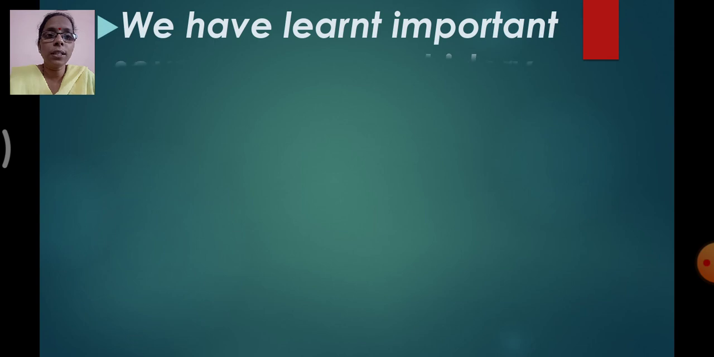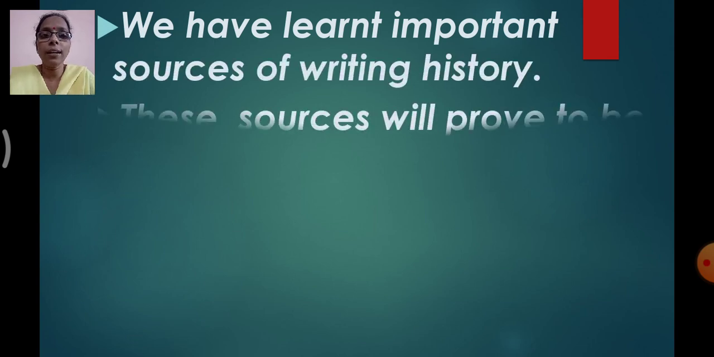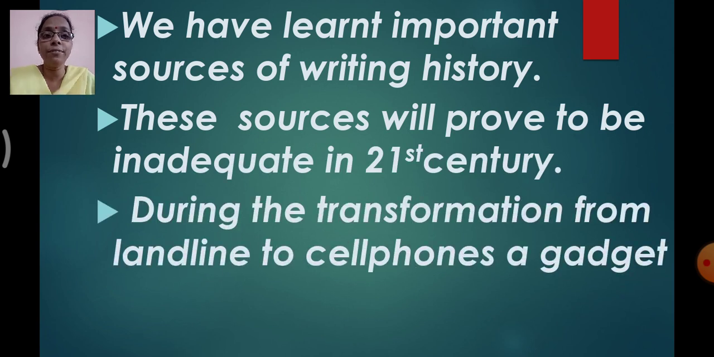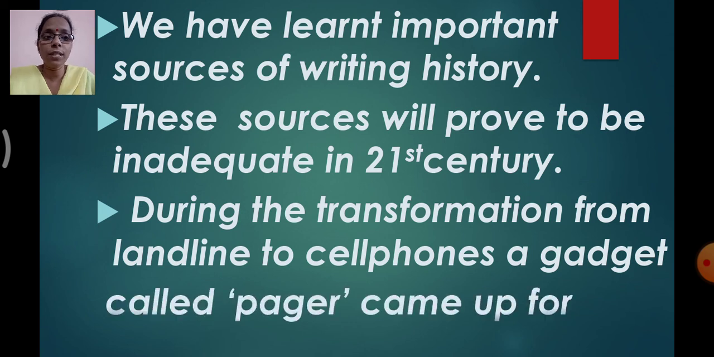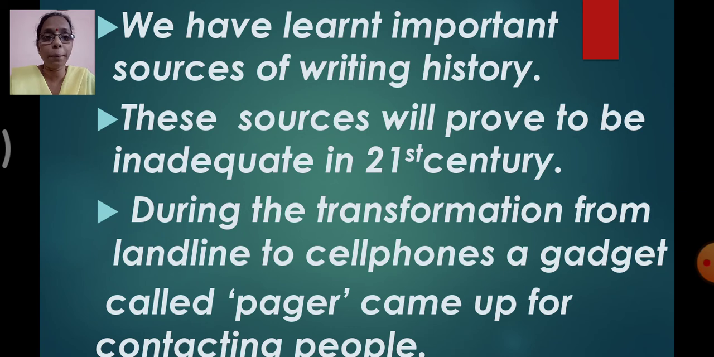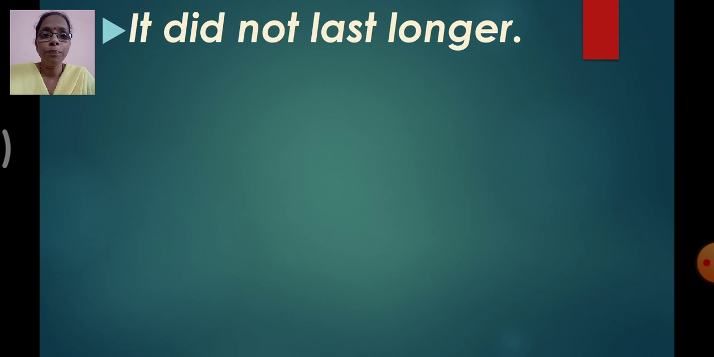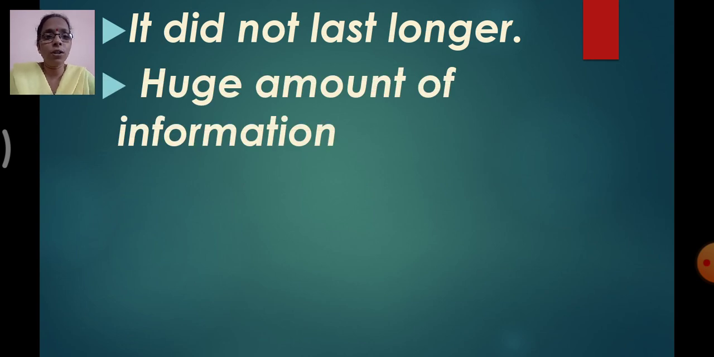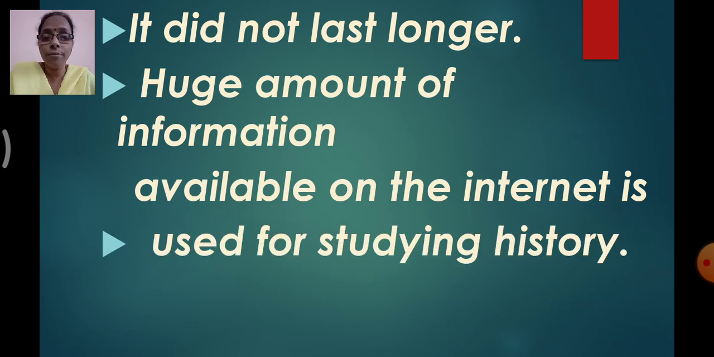Then further you'll see that we have learned important sources of writing history, and these sources prove to be inadequate in the 21st century. During the transformation from landline to cell phones, a gadget called a pager came up for contacting people. These written sources were available so far, that was okay, but they proved to be inadequate in the 21st century. People used to use landline phones, and at that time a new gadget was invented called a pager, with the help of which you could send messages or contact people. It did not last for a longer period of time, and a huge amount of information was available on the internet, which is used for studying history.